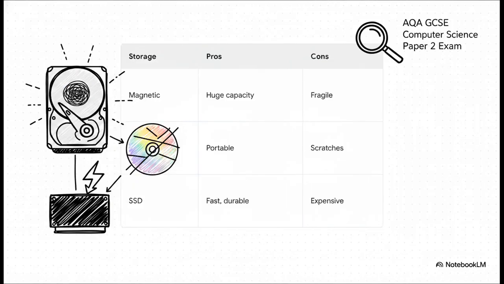Now, all this builds into long-term secondary storage, which basically falls into 3 main buckets. You've got magnetic hard drives. These give you massive capacity for super cheap, but they rely on fragile spinning disks. Then there's optical disks, like DVDs, which are really portable but scratch easily. Finally, solid-state drives, or SSDs. These are highly durable and incredibly fast. Actually, they are steadily replacing hard disk drives purely because they completely lack any fragile moving parts. They're just better.